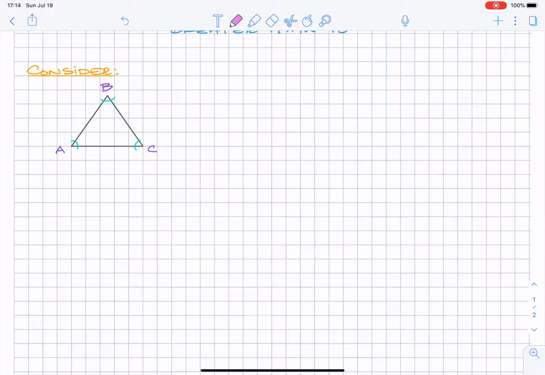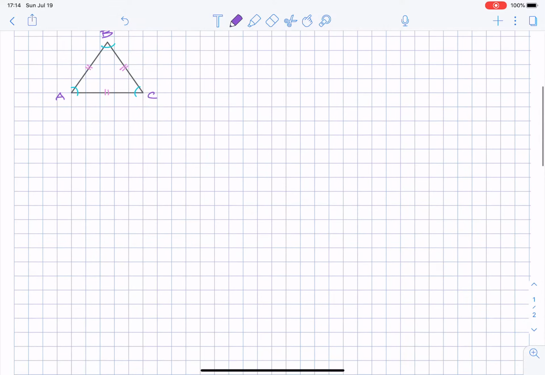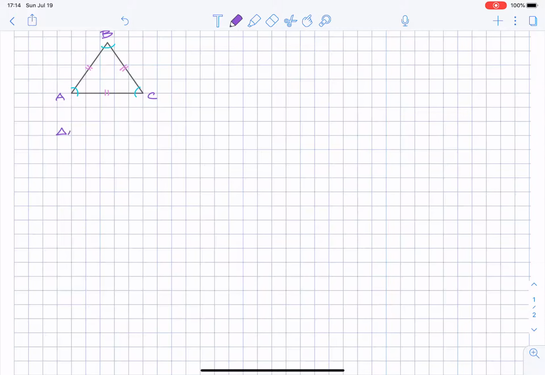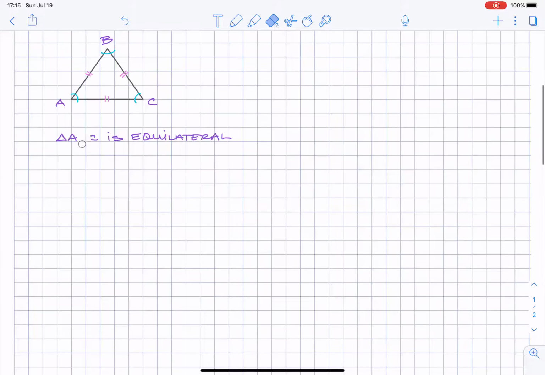And the way we annotate that is to have the same number of tick marks through each side. So we would say in this case that triangle ABC is equilateral. Equi meaning same, lateral meaning side. Equilateral.